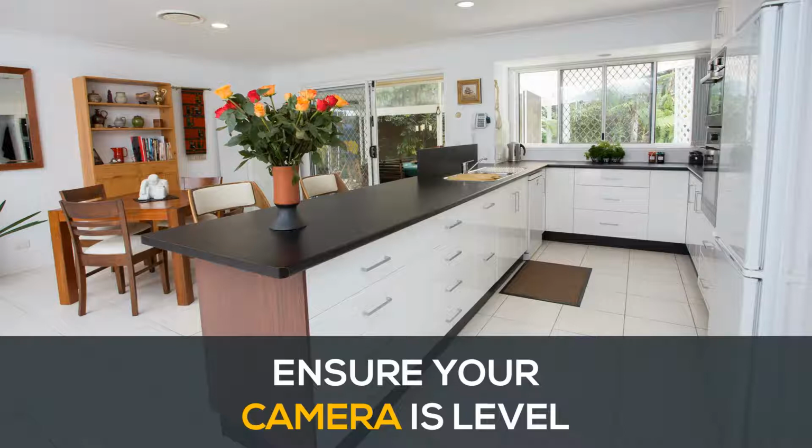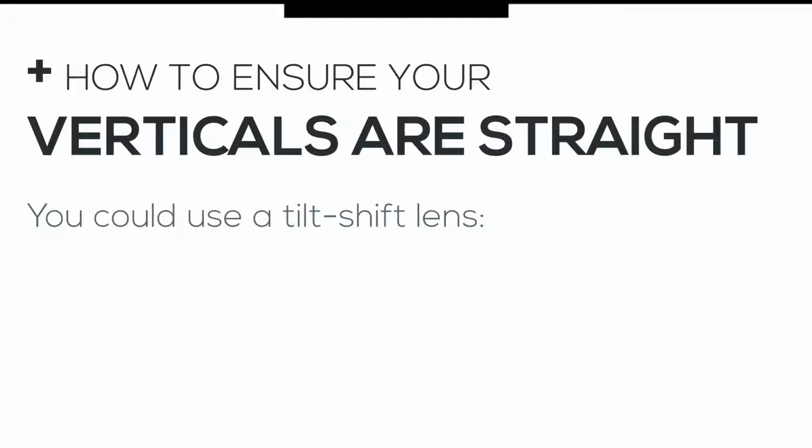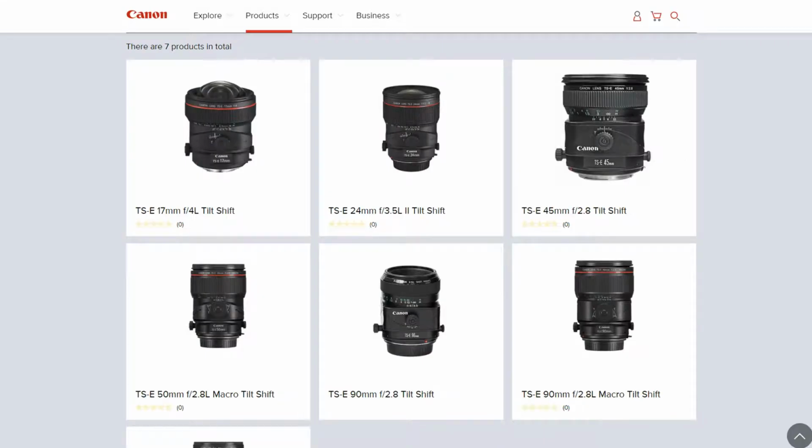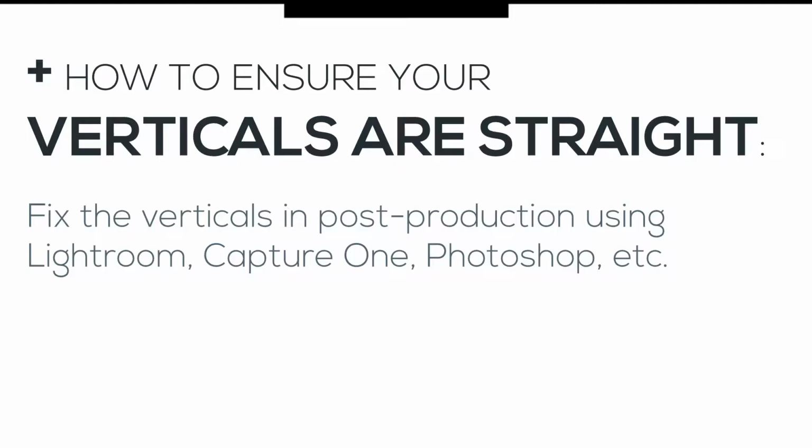So sometimes you need to angle your camera down slightly, and you could use a tilt shift lens to fix that in camera. Here's a quick screenshot from the Canon website to see their range of tilt shift lenses, and they do some great products. They aren't cheap though, so you do have to spend quite a bit on them, but they are a really good option in order to fix everything up in camera. Another option is to fix the verticals in Lightroom or Capture One or something like that. So let's go into Lightroom now, and we'll show you how it's done.